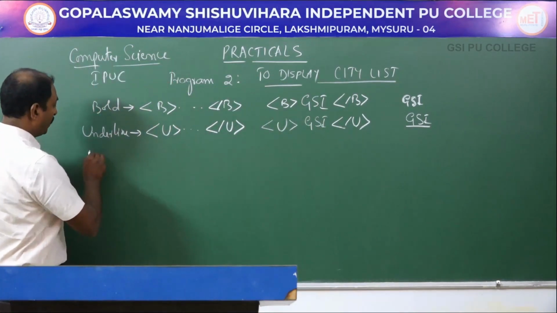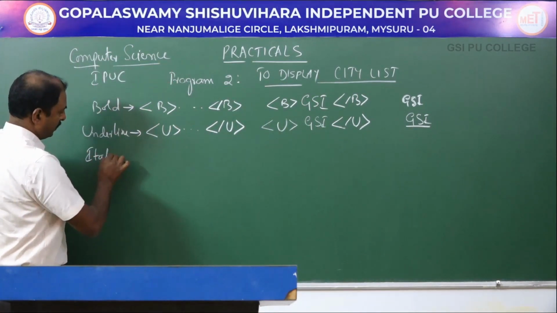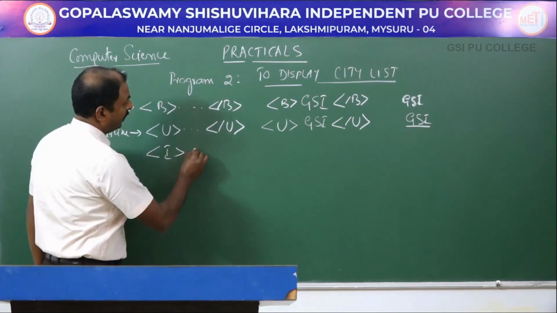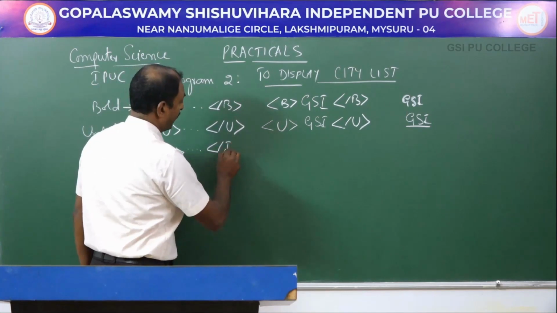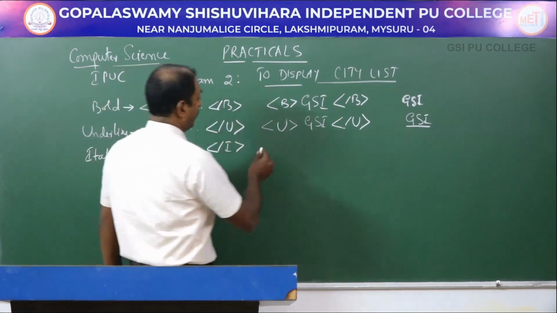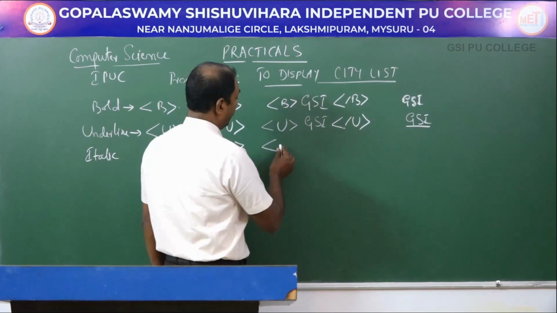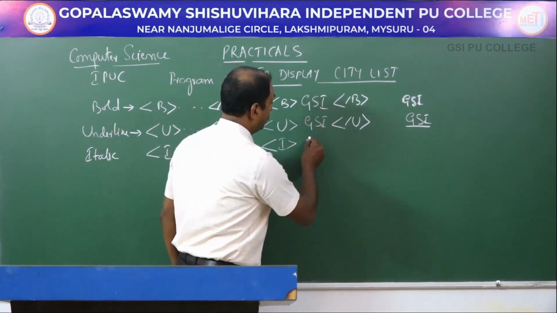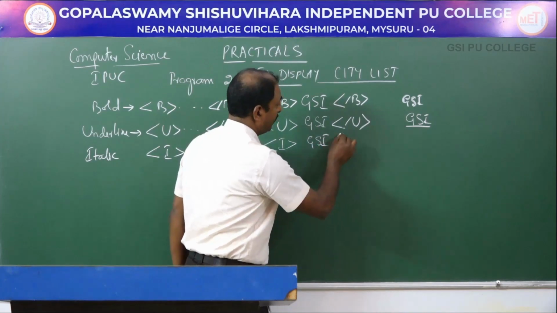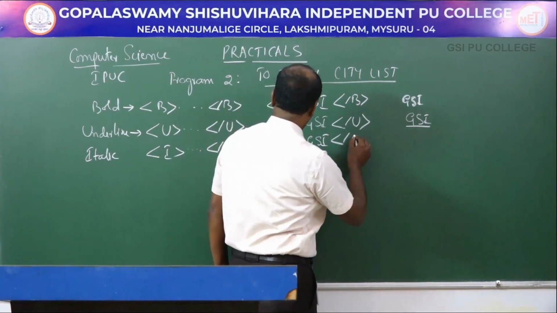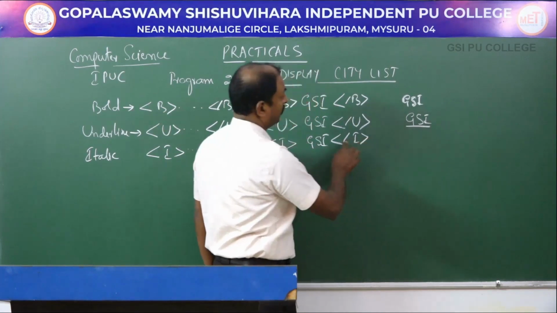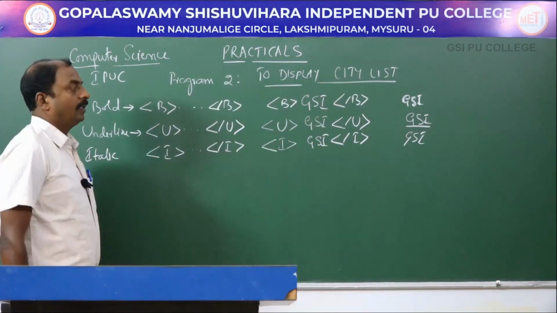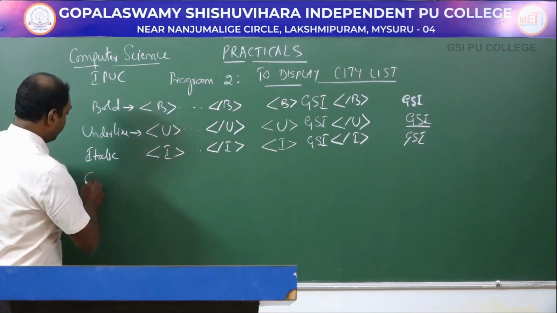One more tag is for italic. The italic tag is I, and this tag is used to display content in italic format. For example, if I write GSI and again close with the close tag, it will appear in italics.